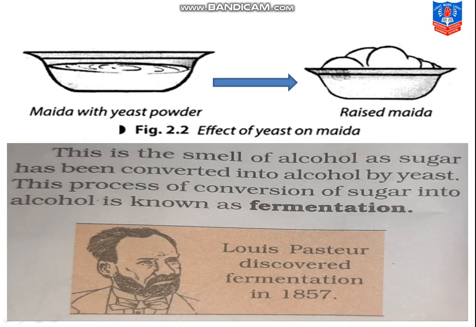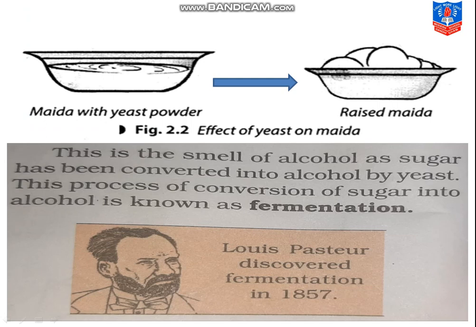Let's discuss. Here you can see figure 2.2, which is about activity 2.3 given in your textbook. What's the activity? You take half a kg of flour. It can be any flour, atta or maida, and add some sugar and mix it with warm water. Then add a small amount of yeast powder. You can get yeast powder from any provision store in the market, and make a soft dough. आटा गूंदना है उससे अच्छे से.